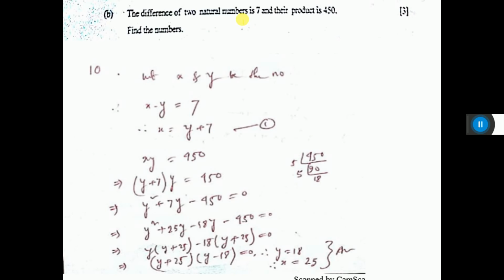Difference of two natural numbers is 7, so x minus y equal to 7. Their product is 450, so I have written xy equals 450. So the value of x you put there, simplify the middle term and get the answers.